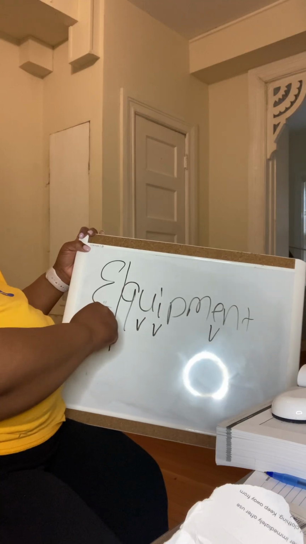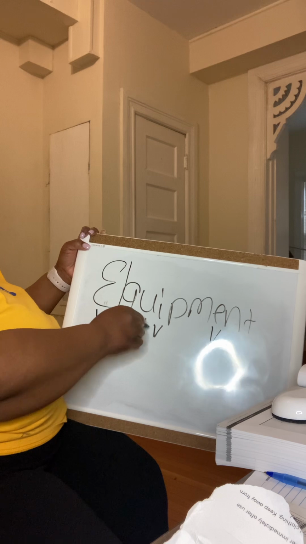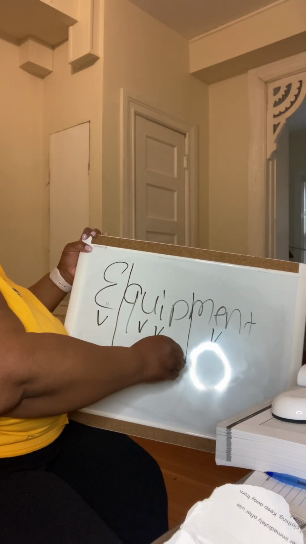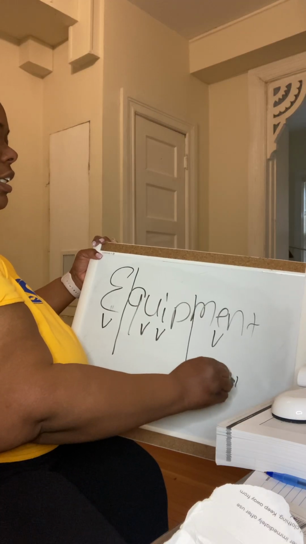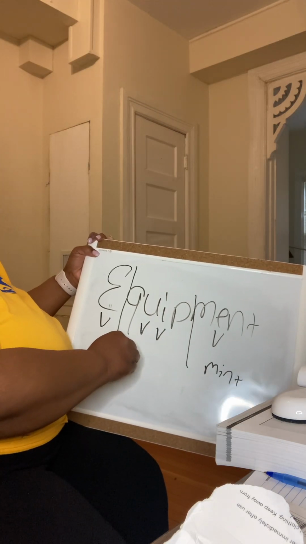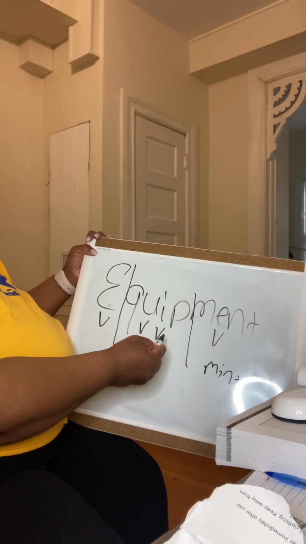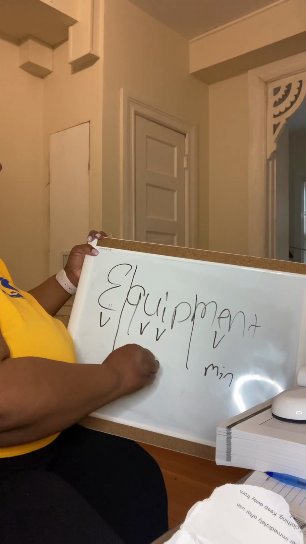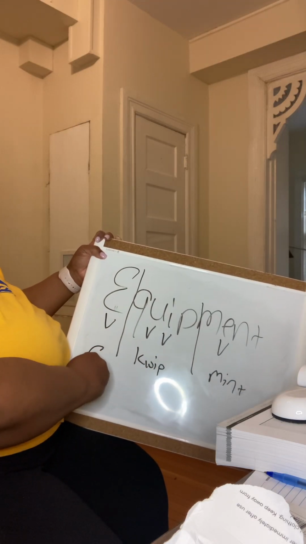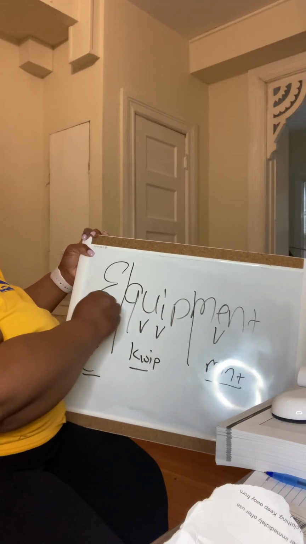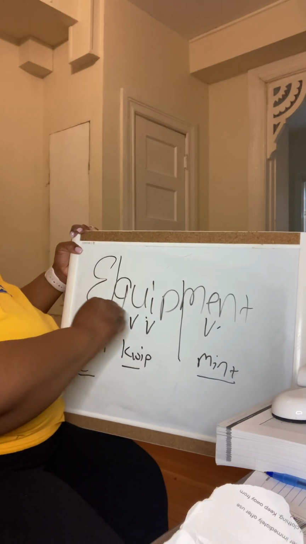Oh, I forgot to put the vowel there. Quip. Got two vowels there, and then you have mint, which sounds like mint, I-N-T. And then quip could also be spelled like, well, if somebody was to pronounce this, maybe another student will spell it K-W-I-P, quip. And then you have E all by itself. So you got equipment.